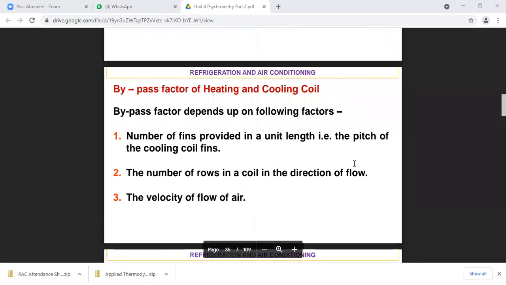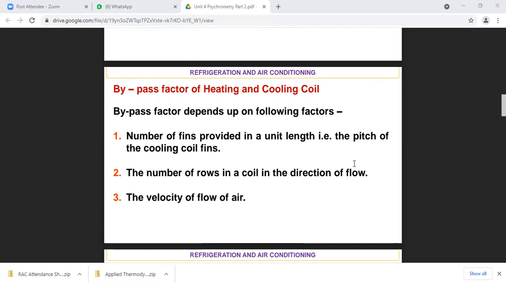So bypass factor mainly depends upon the number of fins provided per unit length, or the pitch of the cooling coil, the number of rows in the coil in the direction of the flow, and third is the velocity of the flow of the air. Once again I am repeating, some air passing between the fins will not get direct contact with the cold surface of the coil, or whenever we are considering the cooling coil and the fins.